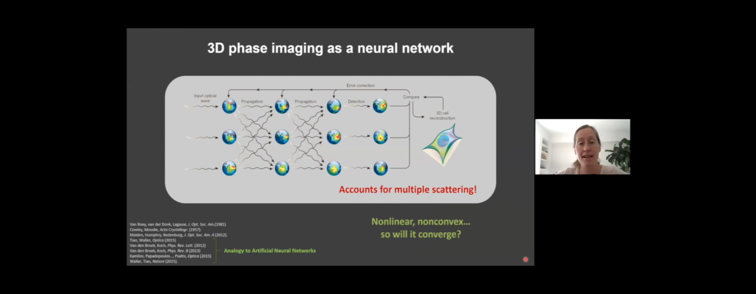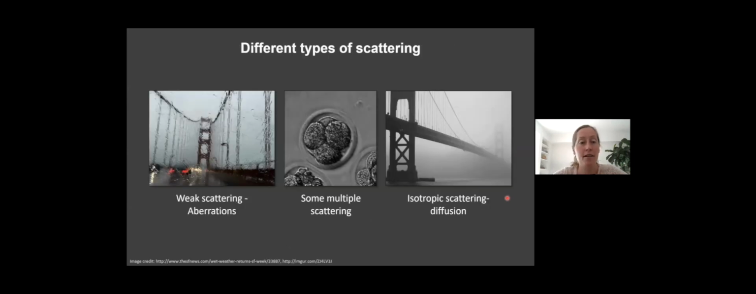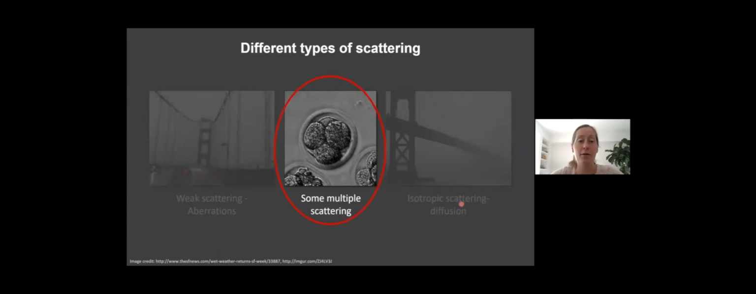But what's very exciting is that because we're modeling how light bounces around within the object, we are actually accounting for the multiple scattering inside the sample. So your sample has all these changes in refractive index, and we're accounting for how that scattering bounces around multiple times. So I want to be very clear how much scattering we're dealing with. Really weak scattering can be thought of more as aberrations. Very strong scattering, like totally isotropic scattering like fog, this is not something we can deal with. We're in this realm of a little bit of multiple scattering.